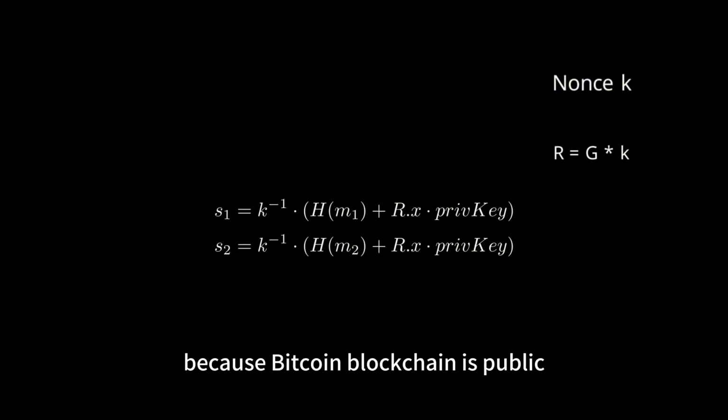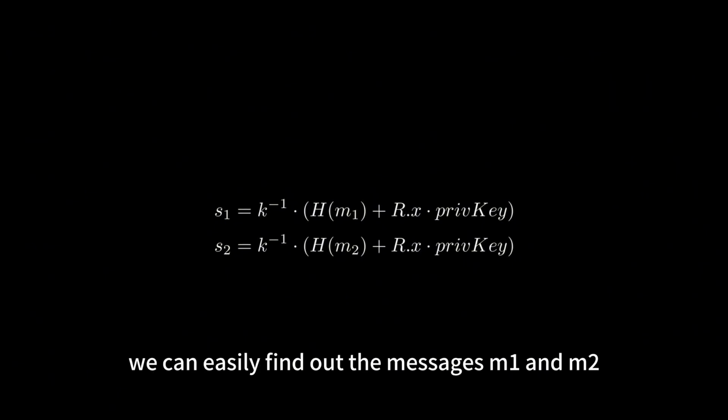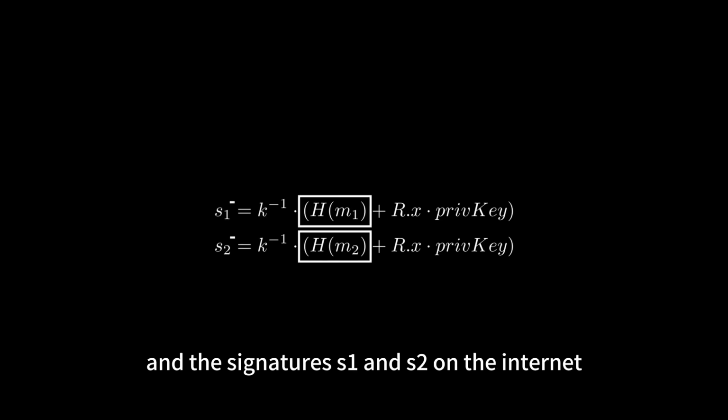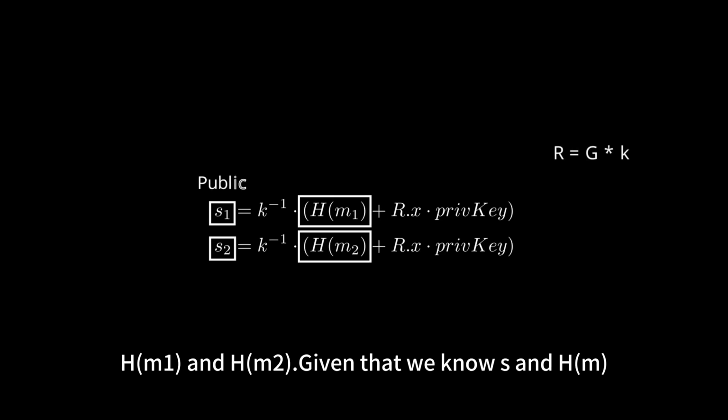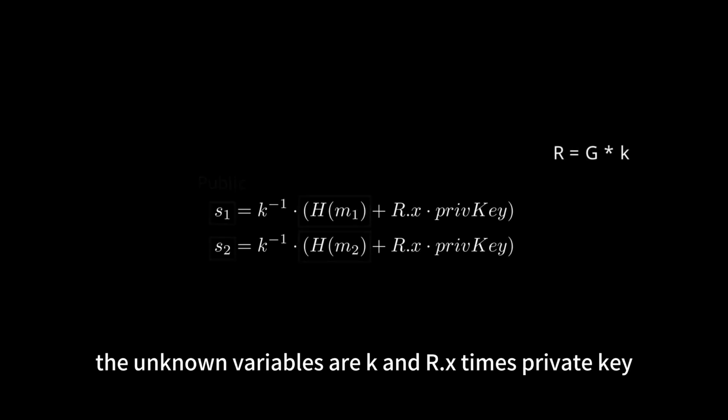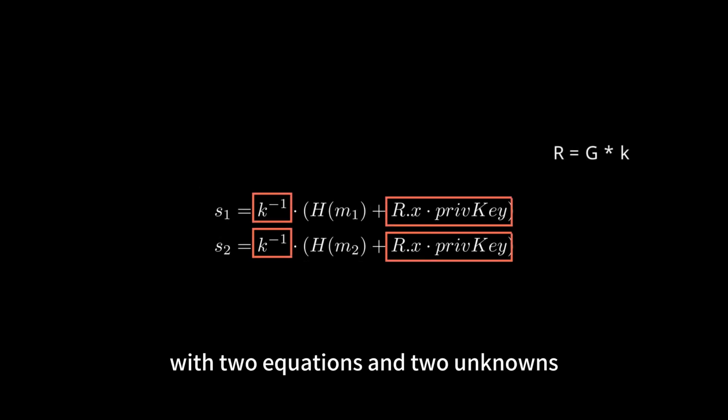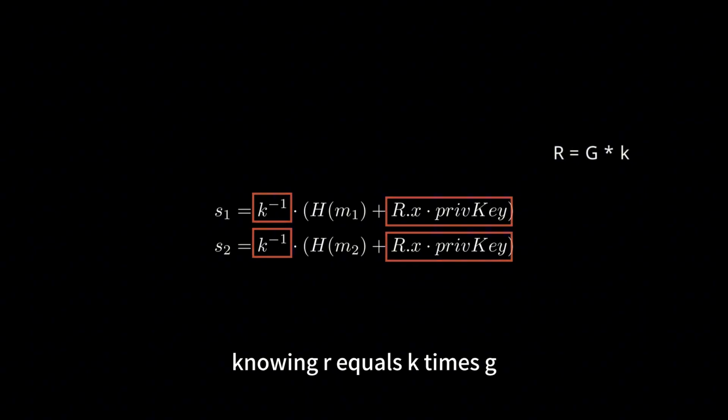Because Bitcoin blockchain is public, we can easily find out the messages M1 and M2 and the signatures S1 and S2 on the internet. Since we know M1 and M2, we can compute their hash values, HM1 and HM2. Given that we know S and HM, the unknown variables are k and rx times private key. With two equations and two unknowns, we can solve this system of equations. Knowing r equals k times g, we can figure out the private key.